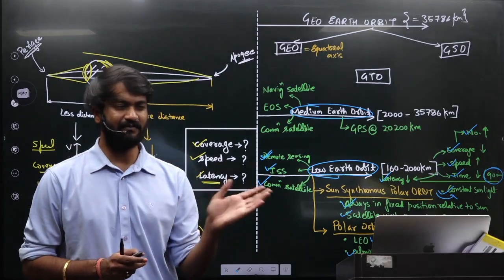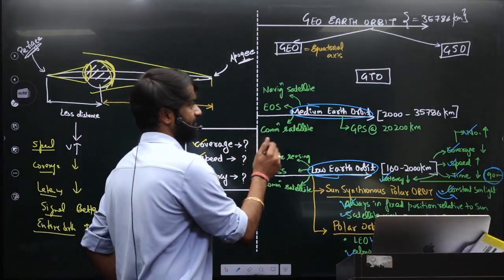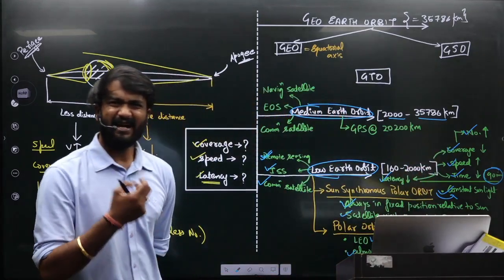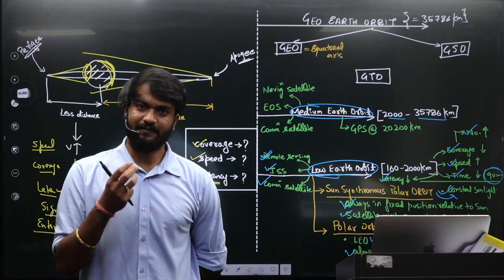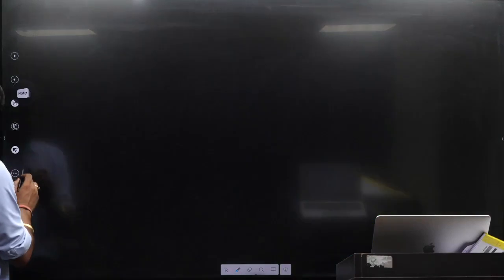Okay, you will realize it by the end of the lecture. Medium earth orbit, generally the distance is 2000 to 35786. Why this particular number? Why this particular number? Understand one thing.